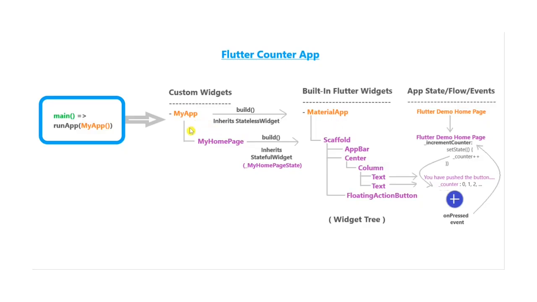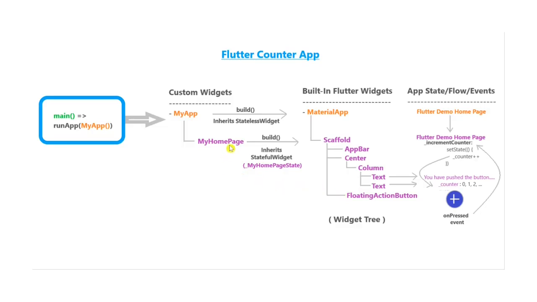Similarly, there is another nested custom widget inside MyApp. It is the MyHomePage. It inherits the StatefulWidget because it wants to maintain the state of the counter. It also has the build method, and it overrides it to return a bunch of built-in Flutter widgets. So you can see them here: Scaffold, AppBar, Center, Column. All of these are widgets.